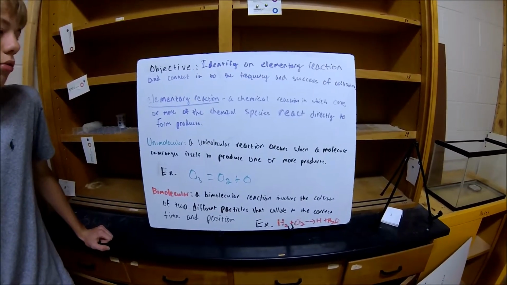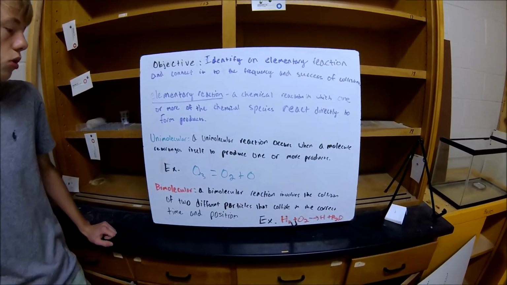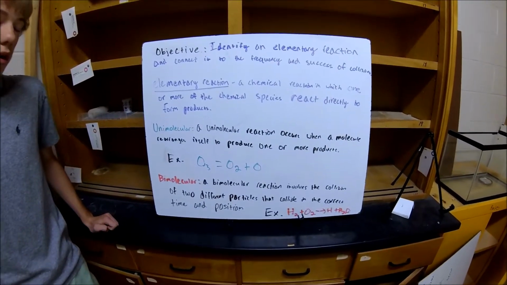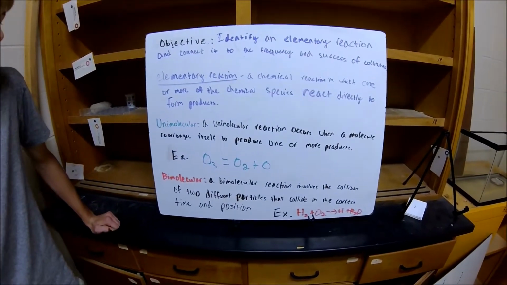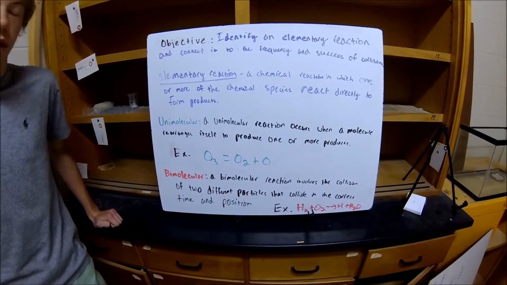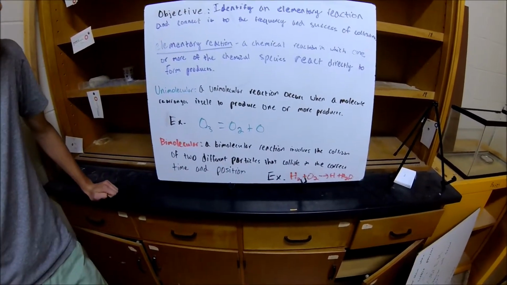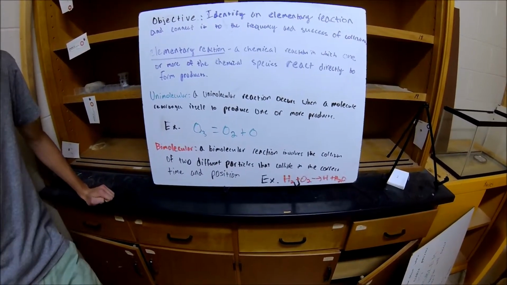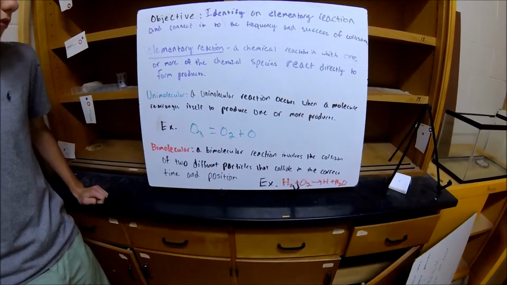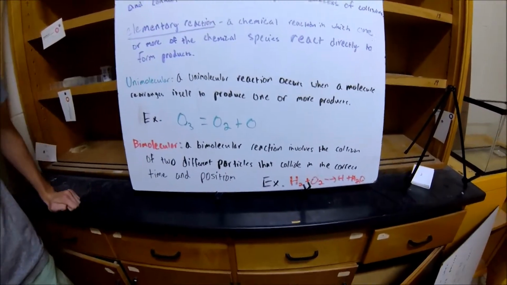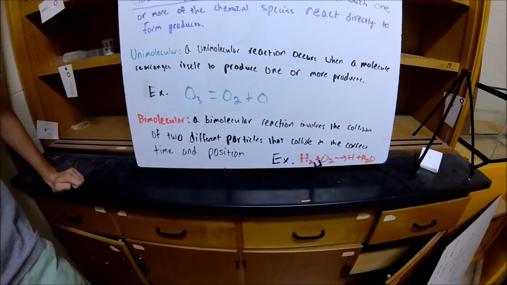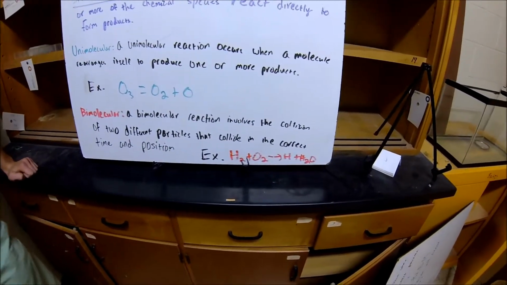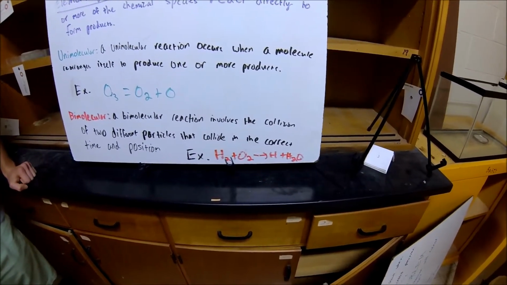A unimolecular reaction occurs when a molecule rearranges itself to produce one or more products. An example of this would be O3 going to O2 and O. The second type is a bimolecular. A bimolecular reaction involves the collision of two different particles that collide in the correct time and position. The example is H2 plus O2 yields H plus H2O.